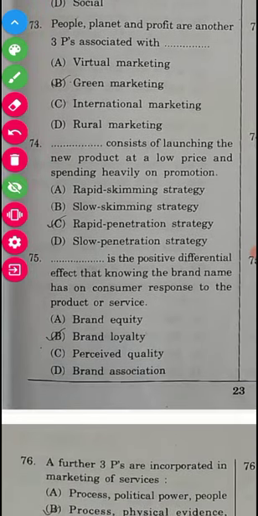People, planet and profit are another three P's associated with green marketing. Option number B is the correct answer. So moving on to the 74. Dash consists of launching the new product at a low price and spending heavily on promotion. So this is known as rapid penetration strategy. Option number C is the correct answer.